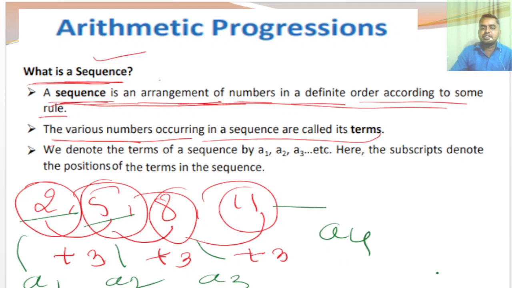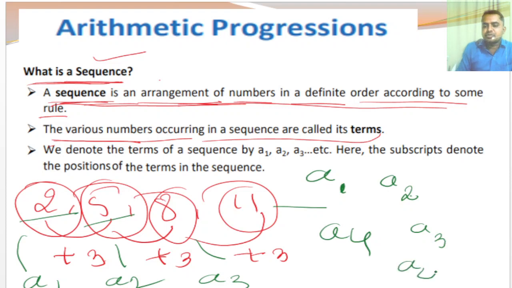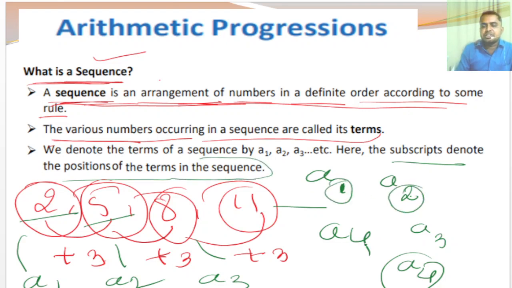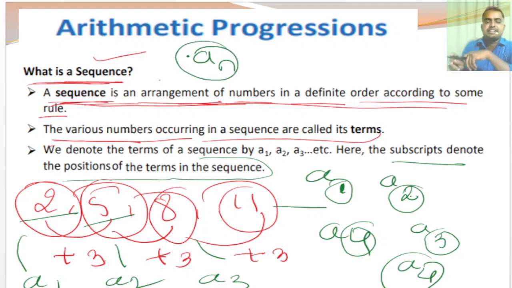Here the subscript denotes the position of the term. This 1 is the subscript, 2 is a subscript, 3 is a subscript, 4 is also a subscript. The subscript denotes the position of the terms. 1 means first position, 2 means second position, 3 means third position, 4 means fourth position, and in general, n means nth position. So this is the sequence.